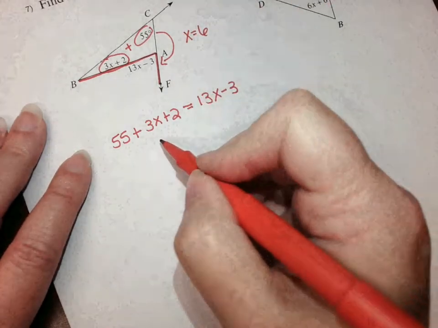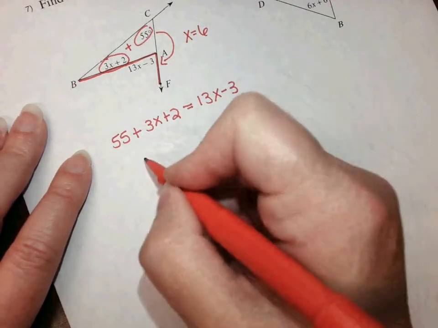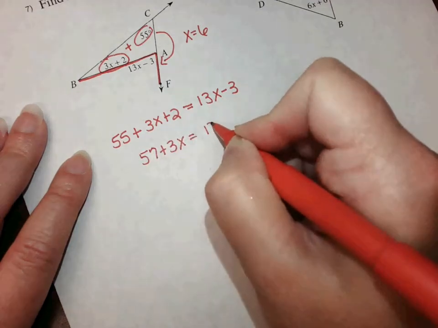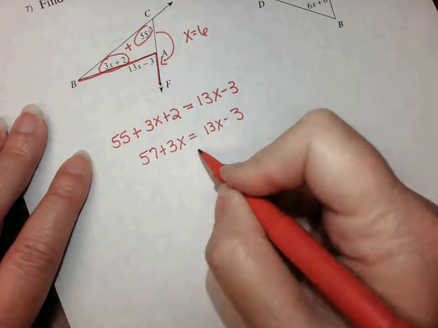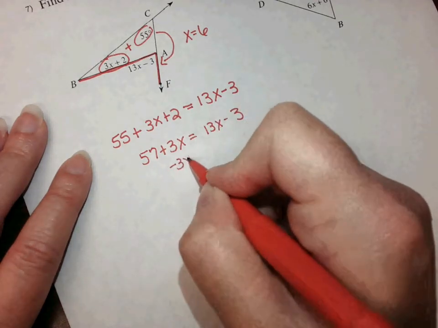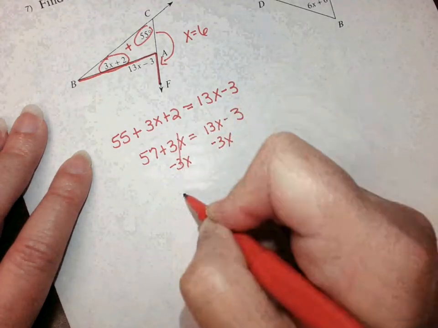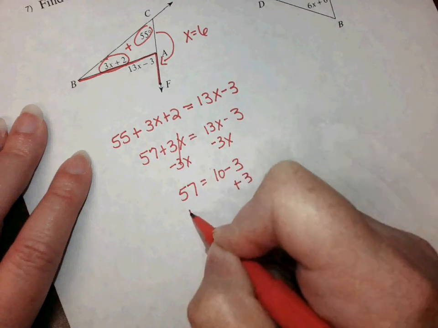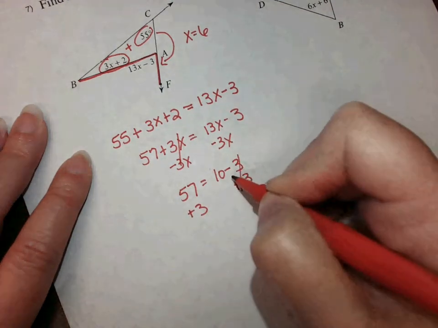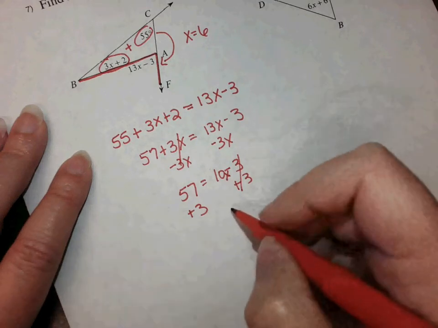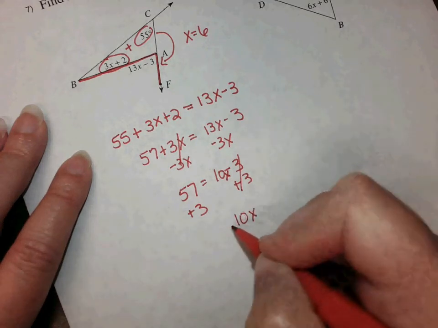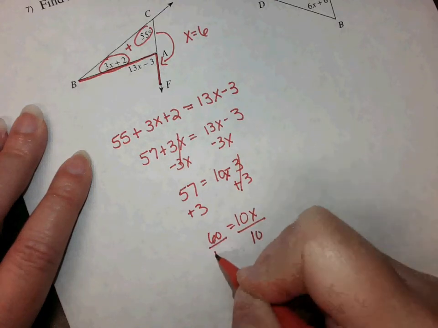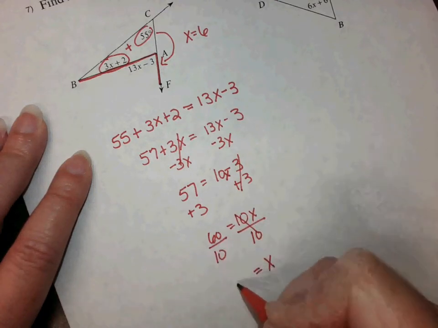Now, if I were going to do that by hand really quickly, I'm combining like terms. That's 57 plus 3x equals 13x minus 3. I'm going to move my variables, subtract 3x. 57 equals 10x minus 3. Add 3 to both sides. Oops, it should be 10x. And I get 10x equals 60. Divide by 10, excuse me. And I get x equals 6.